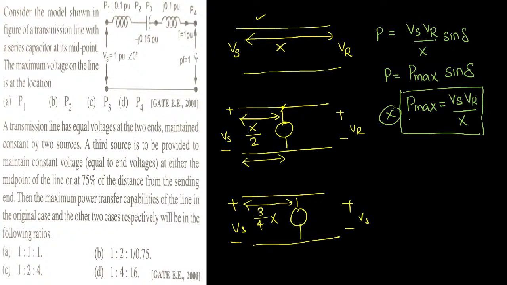Okay sir. Now in this case, case number 1, what will be the total reactance? Only X from the sending end. So that is the case number 1, maximum power transfer capability.